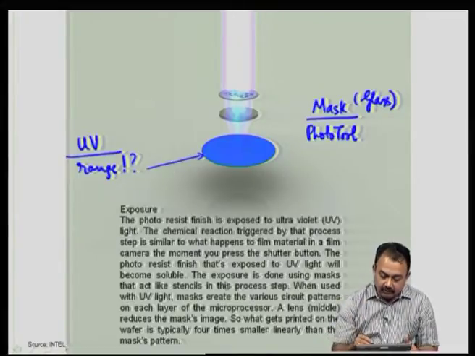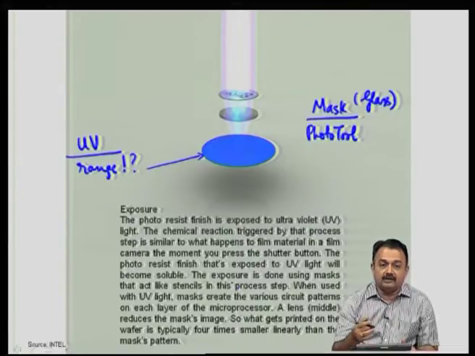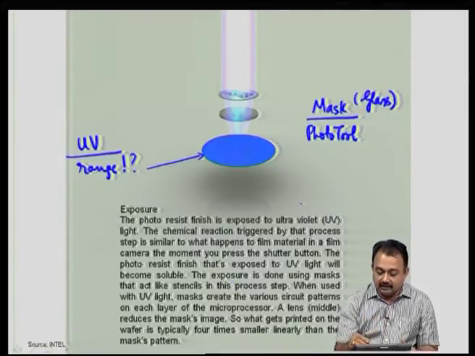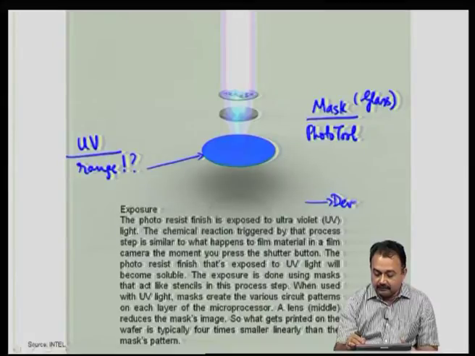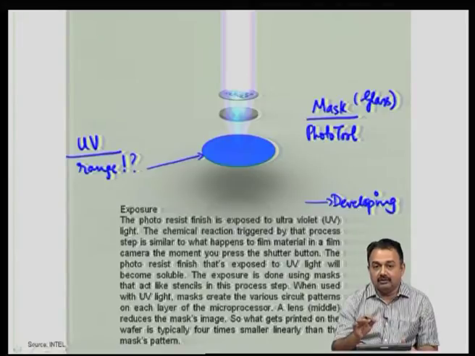Now, this exposure to UV light happens, and those areas which are exposed to light will not become soluble in the developer, because the next step is the developing process. Developing uses a particular chemical to remove unexposed photoresist. When I say unexposed, I mean unexposed to UV light. So, developing is a process which will remove unexposed photoresist material from the surface of the wafer.